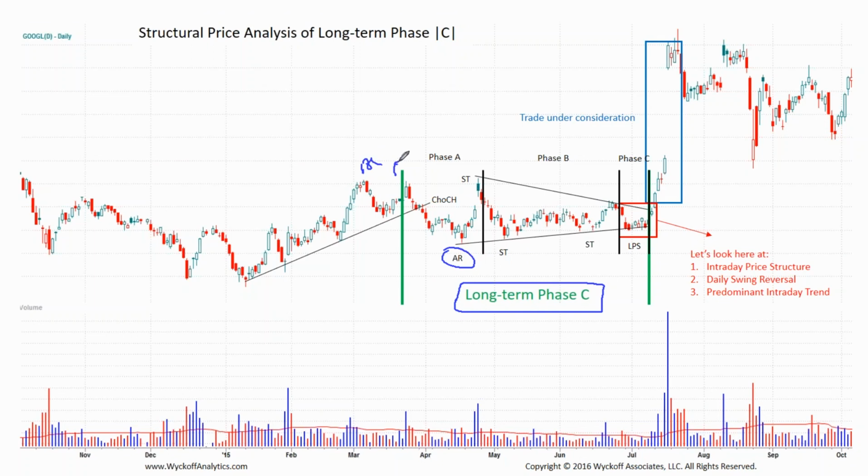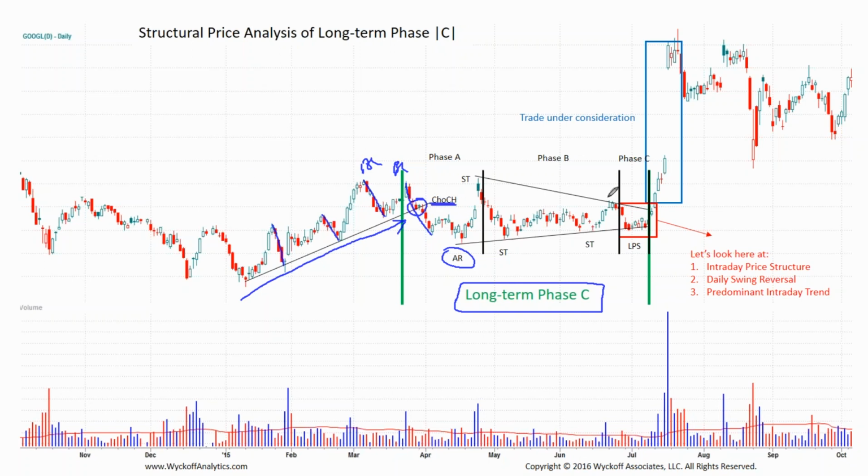Well, I'm looking at the change of character. Change of character relative to what? Relative to this move to the upside. This was the move, this was the swing up. I'm looking at all of the reactions here, and I'm seeing that this reaction right here is the largest reaction. Plus, it also broke the trend. So that would be a change of character reaction.